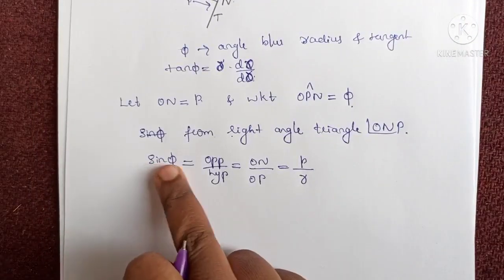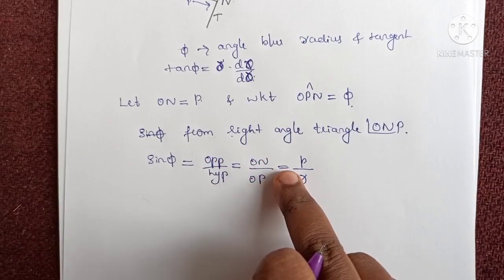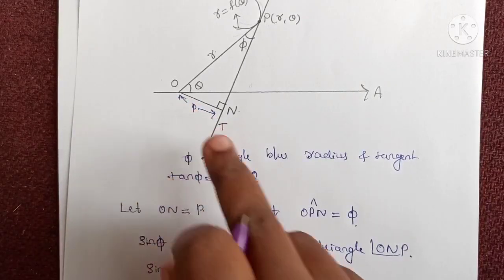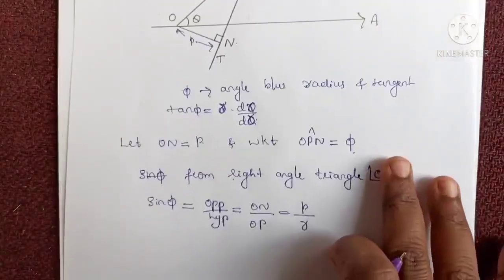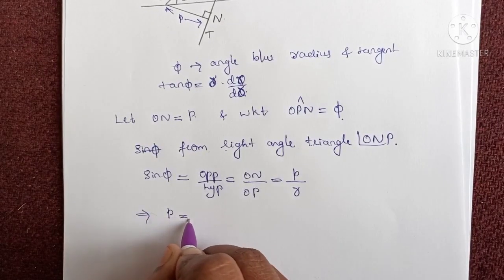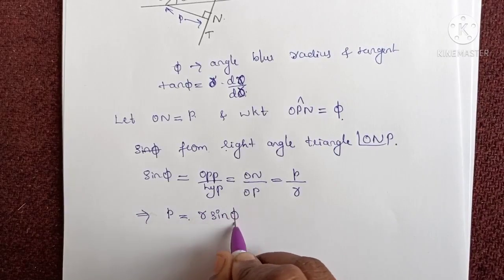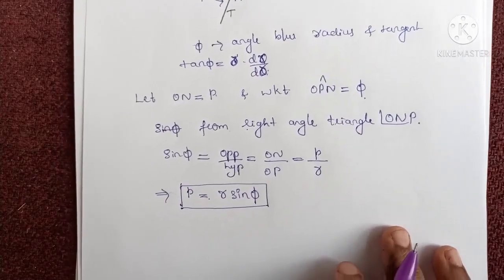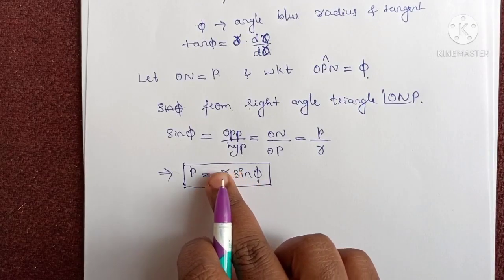Therefore sin phi is equal to opposite by hypotenuse, which is ON by OP, which is equal to p, the distance which we have to calculate, divided by r, that is the radius vector. Separating this p, sending r to this side, we get p equals r sin phi. So this is the derivation for this p. Or we may define it in terms of theta and r. So here it contains r.